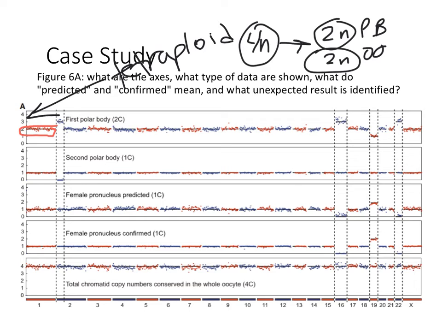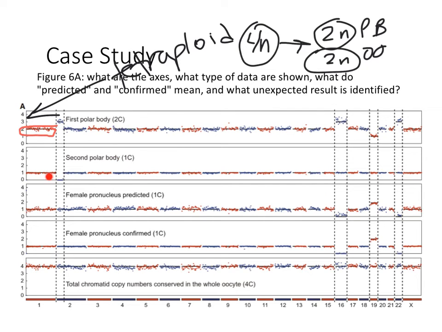Started with 4. We've accounted for 2. So there are 2 left. That's the subtraction part. So where did they go? In the second round of meiosis, we get the second polar body. It should be 1C, 1 copy of every chromosome. And is that what it has?